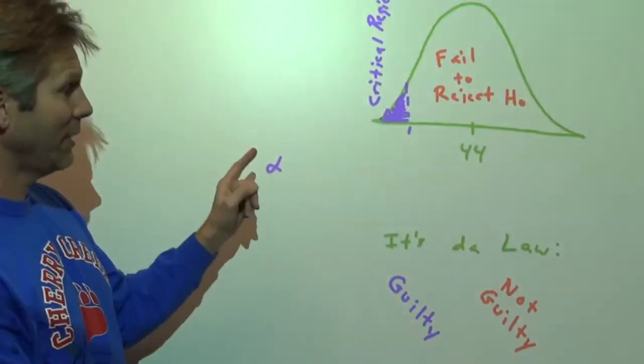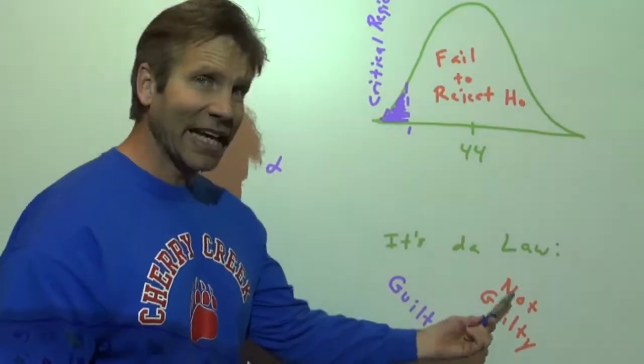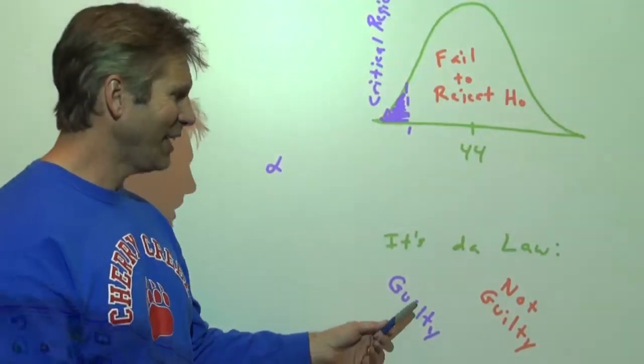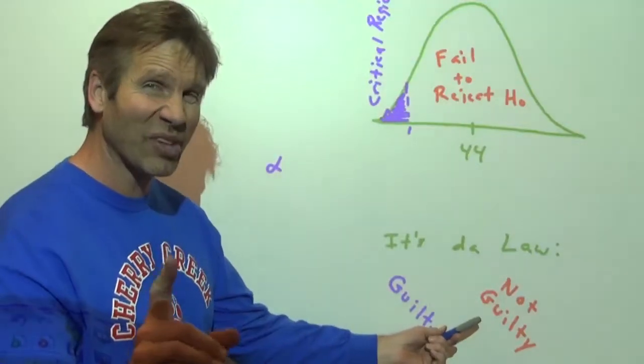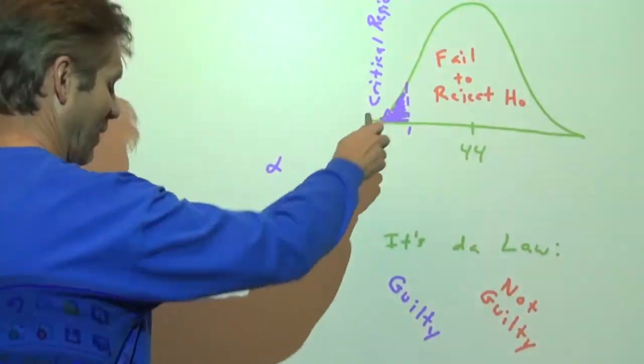We reject the null. But just like in a court of law, they don't say guilty and innocent, because there might be some doubt that maybe they're truly innocent. So they just say guilty, or we failed to suggest that you were guilty. We're saying you're not guilty. Well, that's what's happening here.